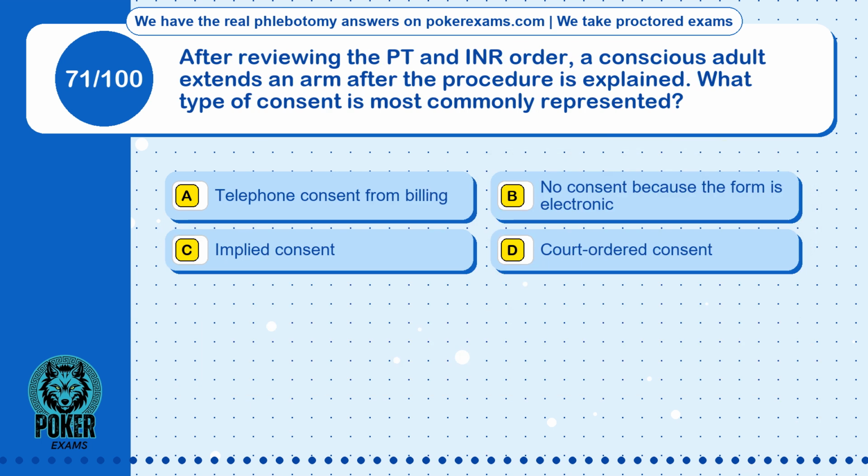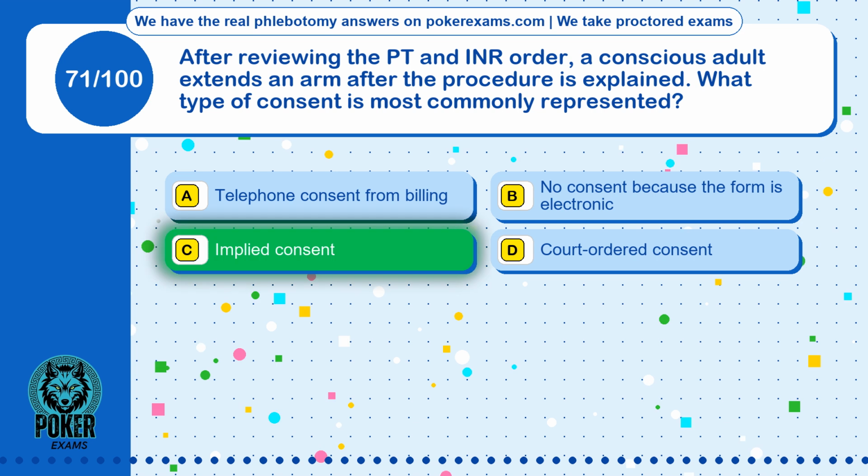Question 71. After reviewing the patient and INR order, a conscious adult extends an arm after the procedure is explained. What type of consent is most commonly represented? Option A, telephone consent from billing. Option B, no consent because the form is electronic. Option C, implied consent. Option D, court-ordered consent.